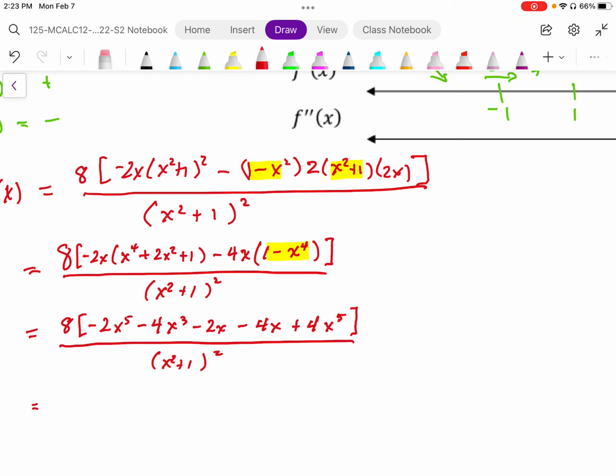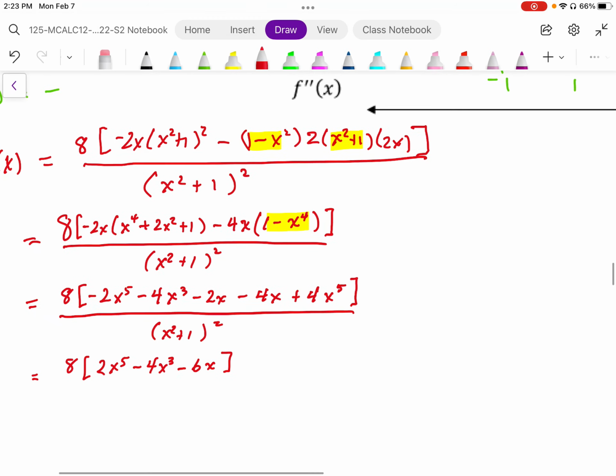Okay, so I end up with 8. This becomes 2x to the power 5 minus 4x cubed minus 6x. Okay, I can factor that still, so I can simplify that further.